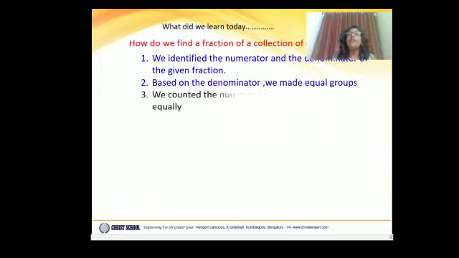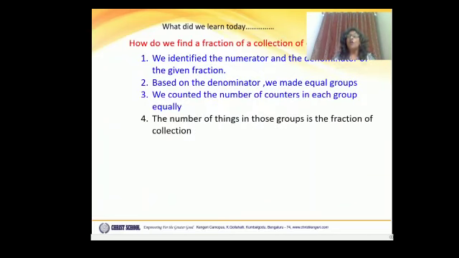So what did we learn today? How do we find a fraction of a collection of objects? We identify the numerator and the denominator of the given fraction. Based on the denominator, we made equal groups. We counted the number of counters in each group equally. The number of things in the groups counted is the fraction of the collection.